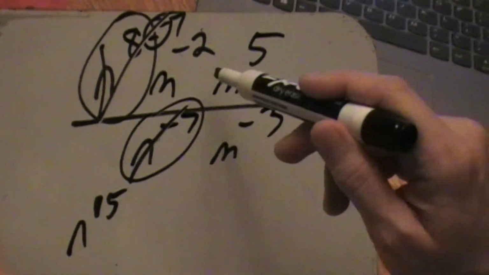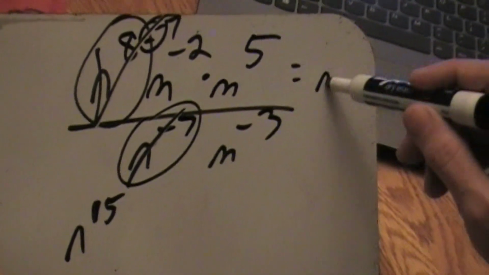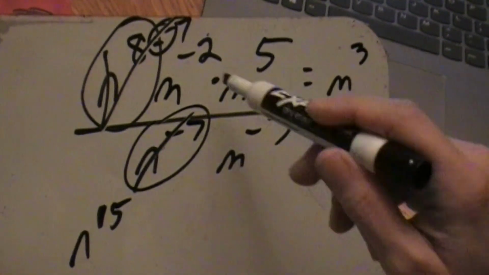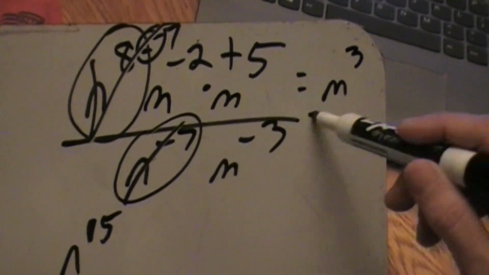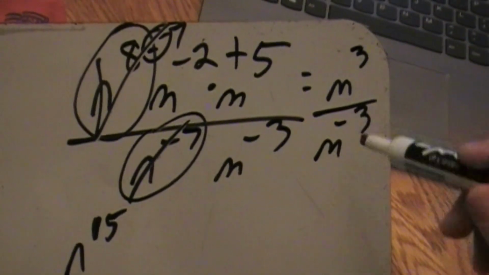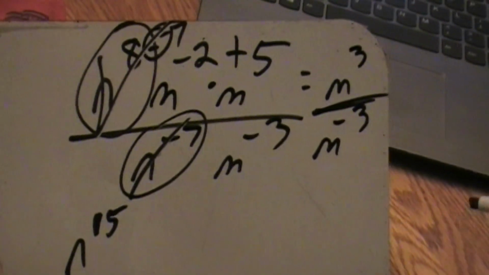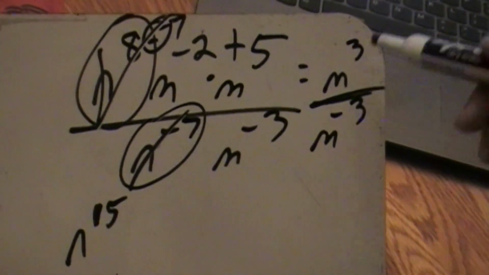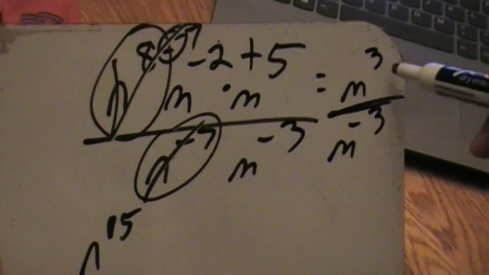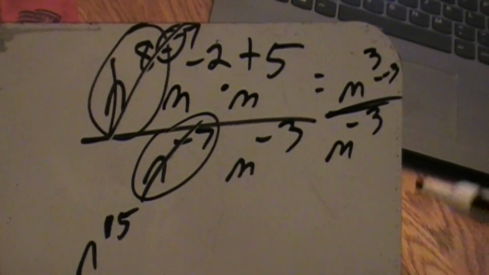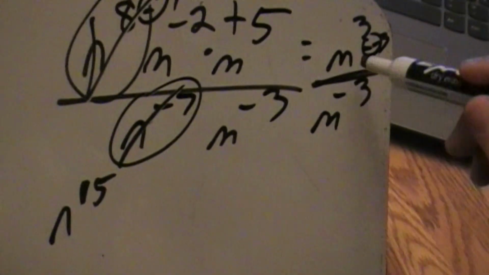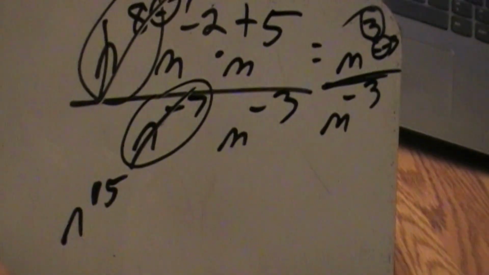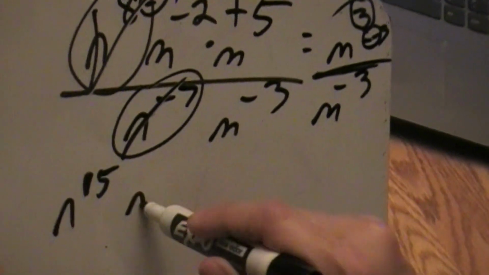m to the negative 2 times m to the 5th, that's m to the 3rd power. Remember, multiplying bases, exponents, find the sum. You add them to get m to the 3rd over m to the negative 3rd. But division is subtraction. m to the 3rd over m to the negative 3rd, that means you subtract negative 3. So 3 minus the negative 3 is 3 plus 3, which is 6. And you always put it in the positive area right here. That was the largest one, and that's where we're going to be putting it. So m to the 6th.